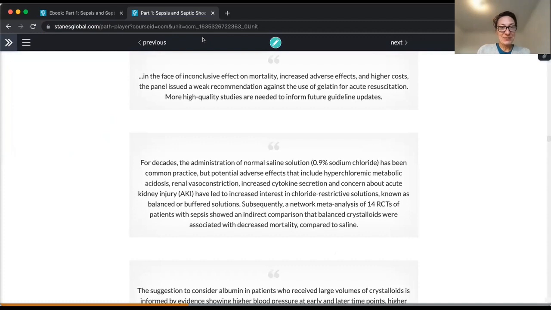For decades, the administration of normal saline solution, which is 0.9% sodium chloride, has been common practice, but potential adverse effects that include hyperchloremic metabolic acidosis, renal vasoconstriction, increased cytokine secretion, and concern about AKI, which is acute kidney injury, led to increased interest in chloride restrictive solutions, known as balanced or buffered solutions. So that would be a Plasma-Lyte or even a Ringer's lactate.